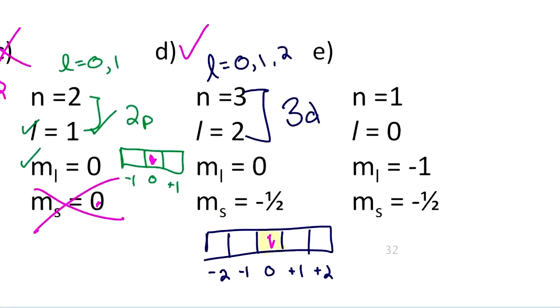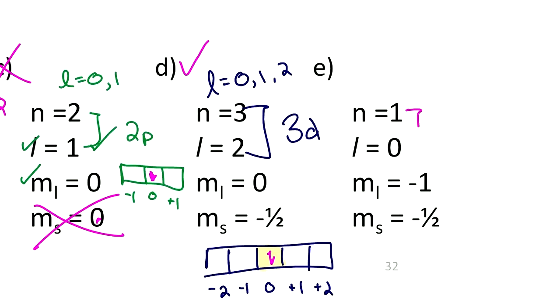So E: is that combination allowed? n of 1, L of 0. Yes. What is that called?